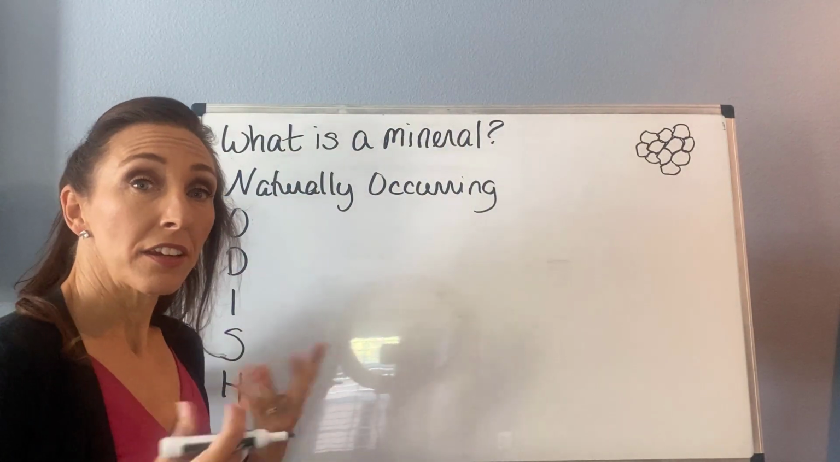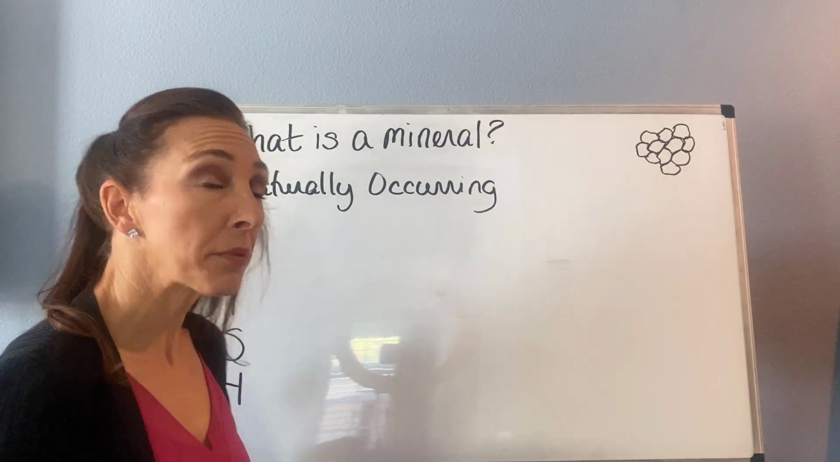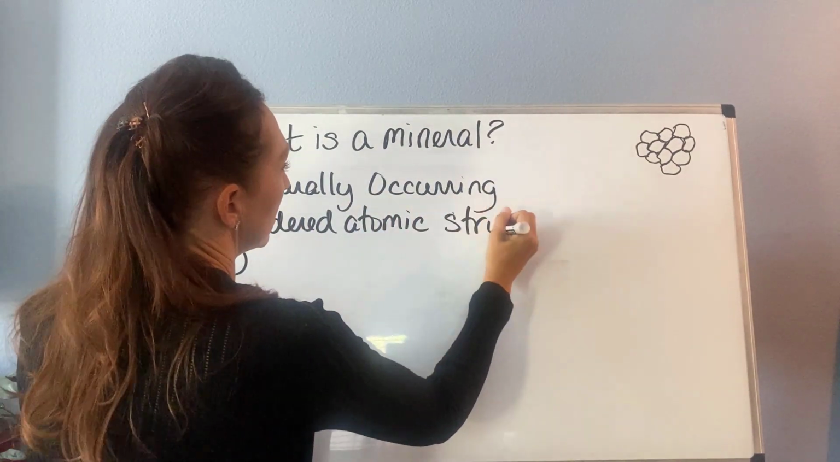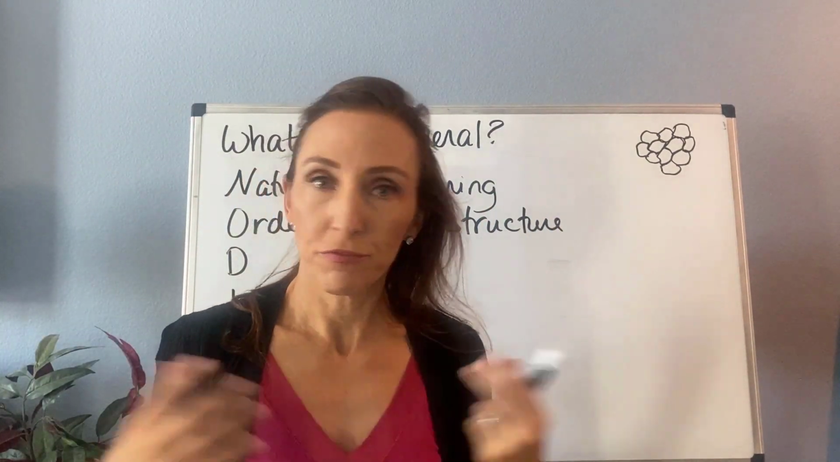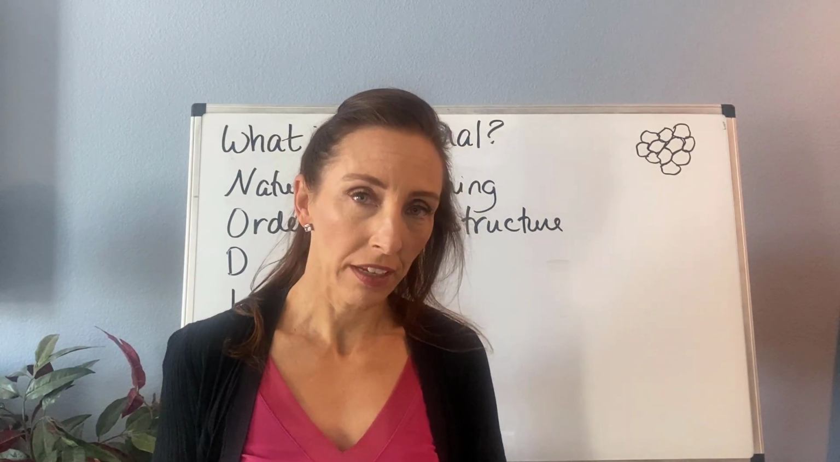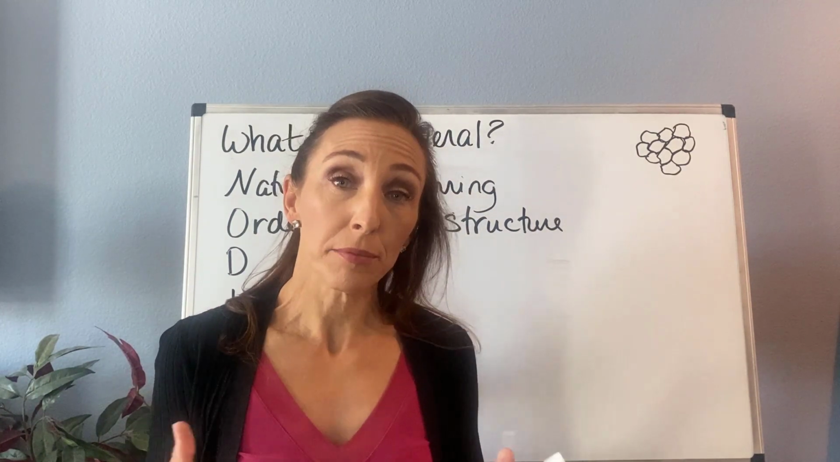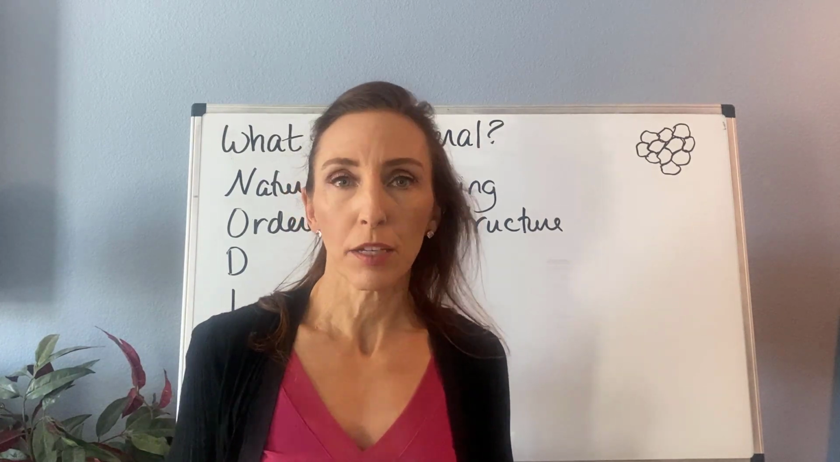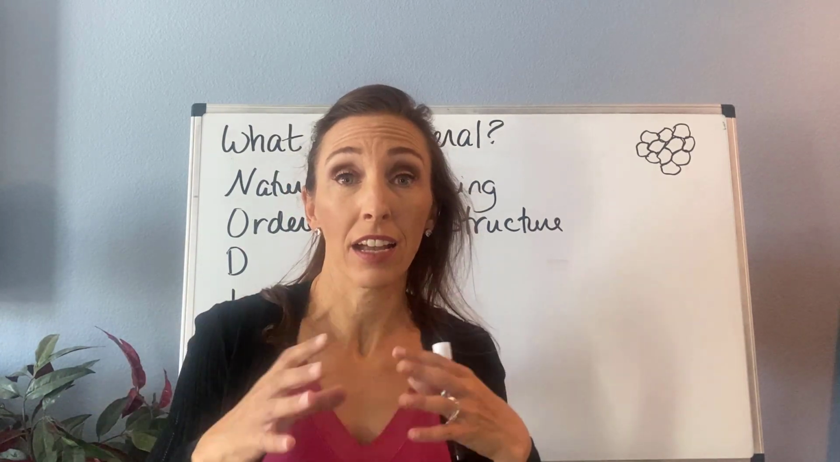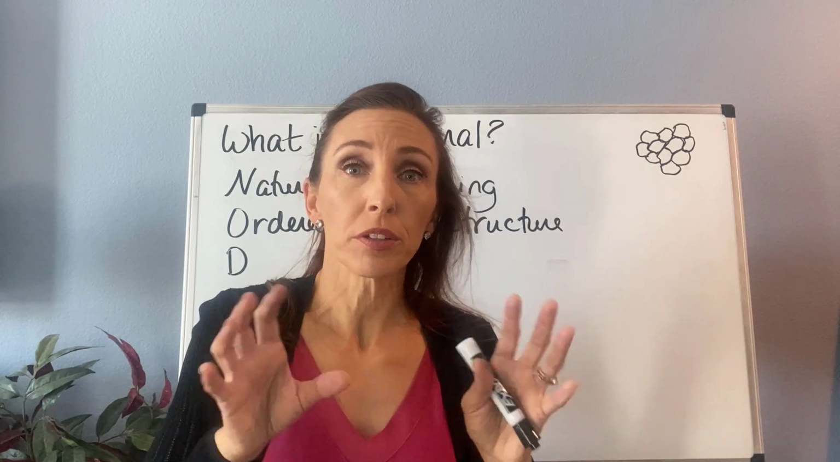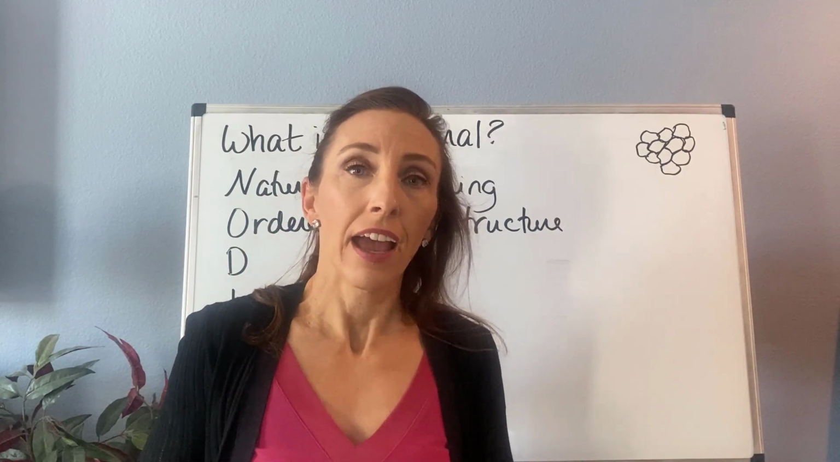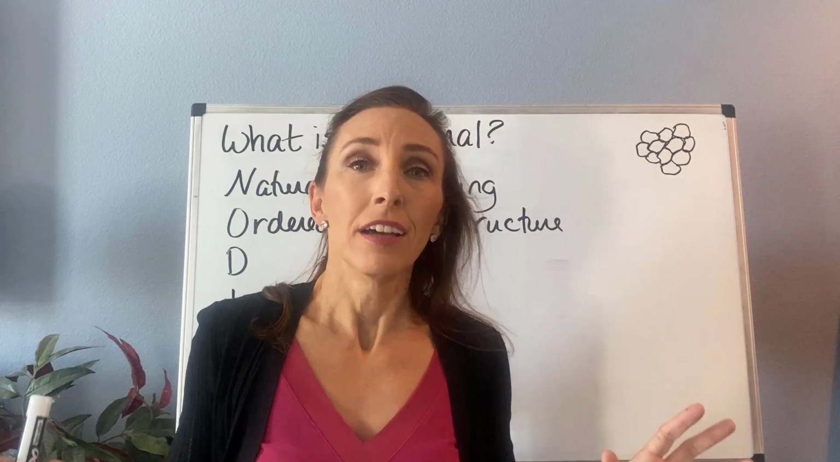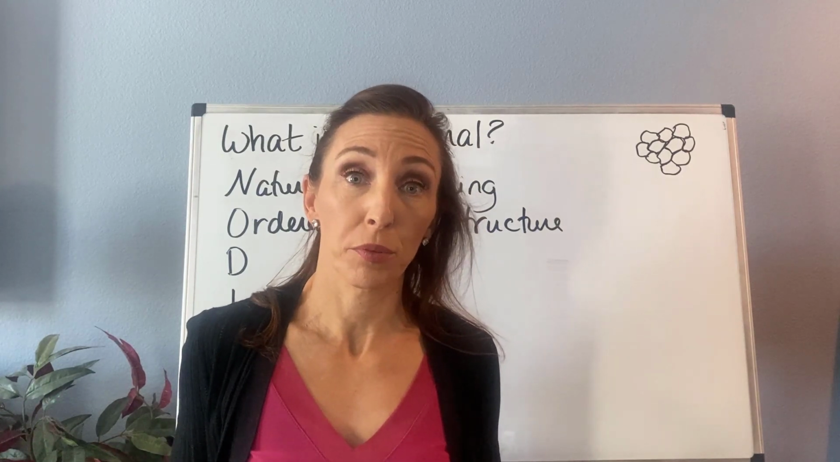The second letter is O, that's for ordered atomic structure. This is another phrase for the word crystalline, which you may hear. This means that the atoms that exist in your given mineral are in very specific spots. And so I like to think about this at the grocery store. You have a stack of soup cans that are very ordered. You know where each one's going to be in that stack, as opposed to just a big messy pile where you wouldn't really be able to predict where the next one was going to be.